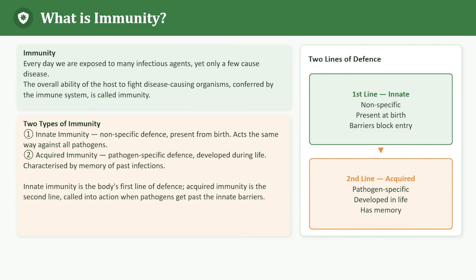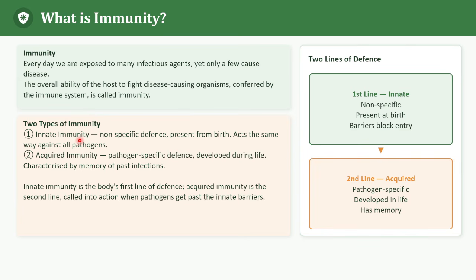So, the overall ability of the body to fight disease causing organisms is called immunity. Then there are two major types: one is the innate immunity and another one is the acquired immunity.